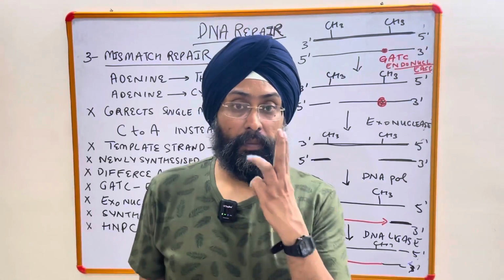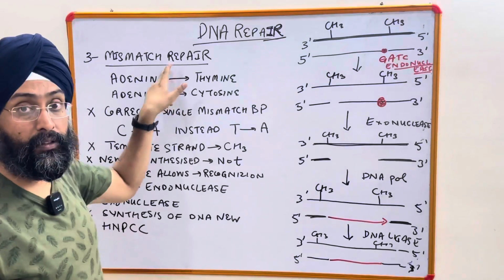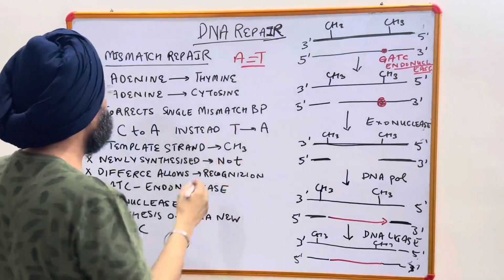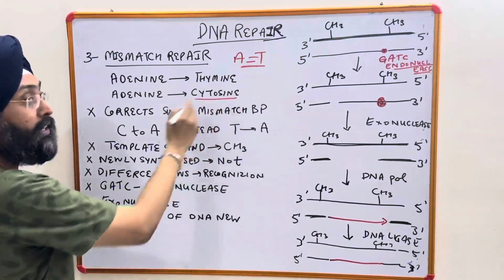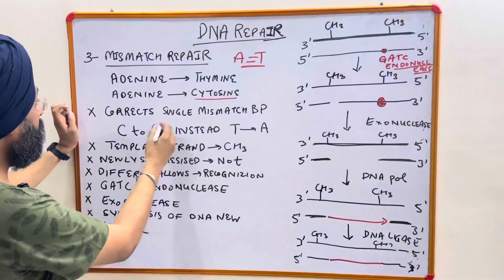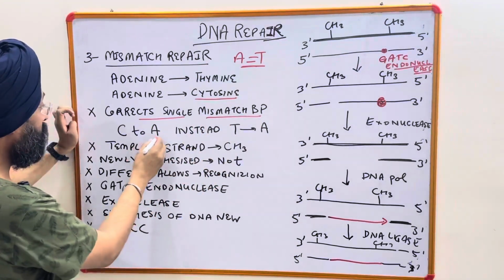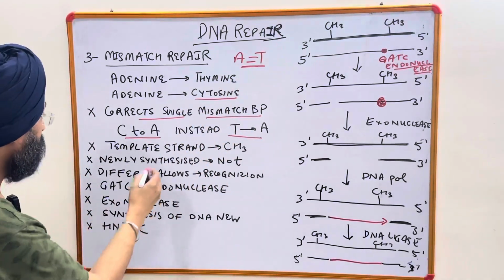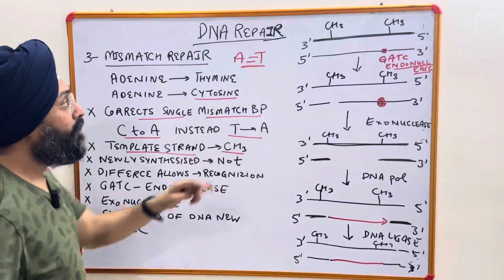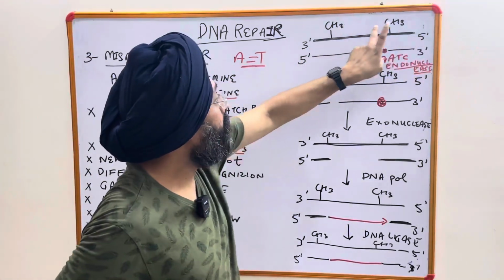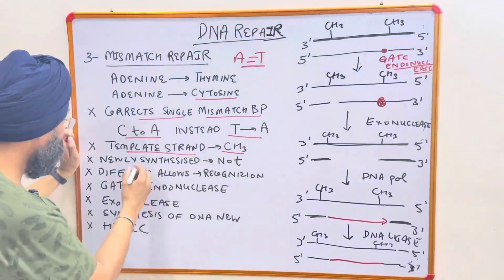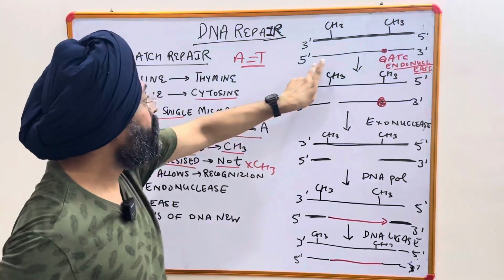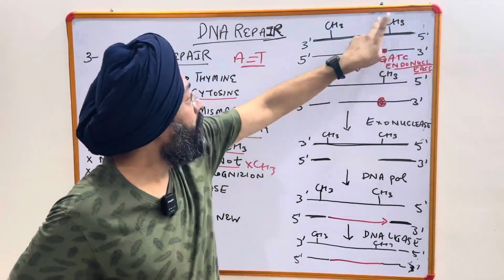Now we will start with our third repair mechanism, that is mismatch repair. Normally A will combine with T by a double bond, right? But in this case we have cytosine, right? So it corrects a single mismatch base pair. So C to A instead of T to A, right? So how will you recognize the base? First we have the template strand that is methylated. So this is the 3' to 5' side, and the template strand is methylated, and the newly synthesized strand is not methylated, right? It doesn't have extra methyl groups.